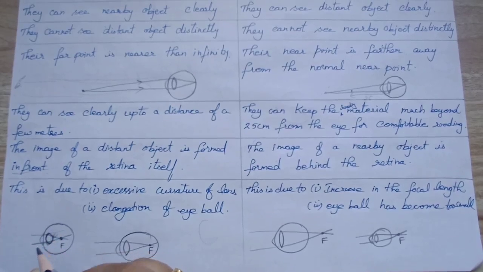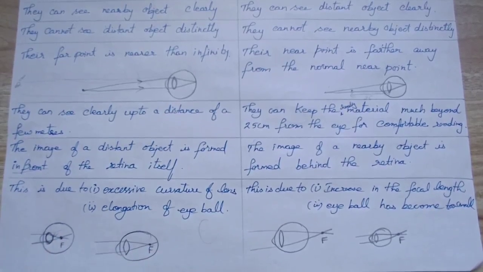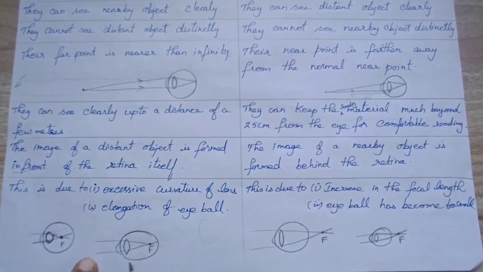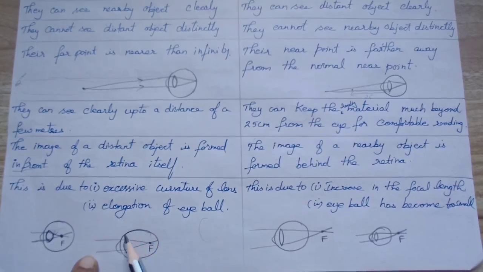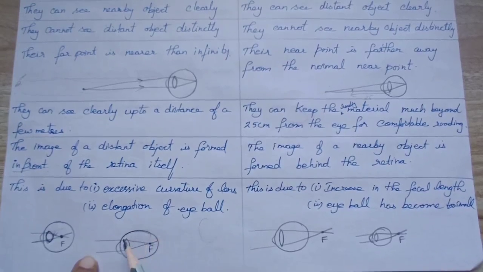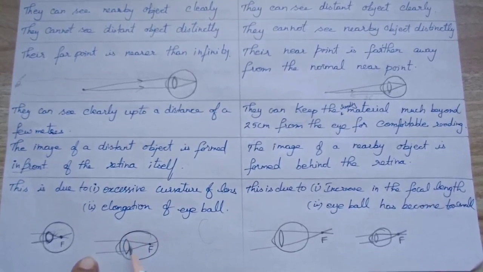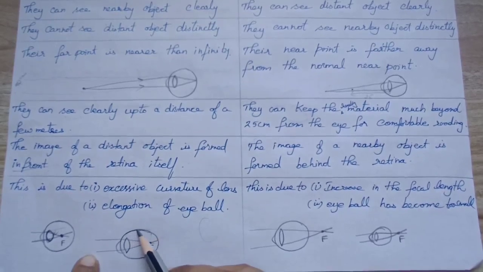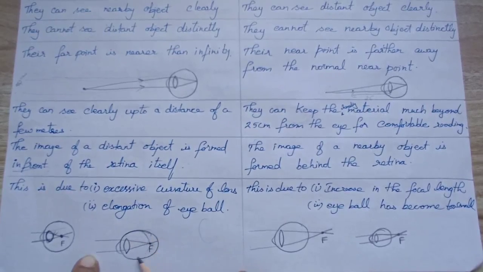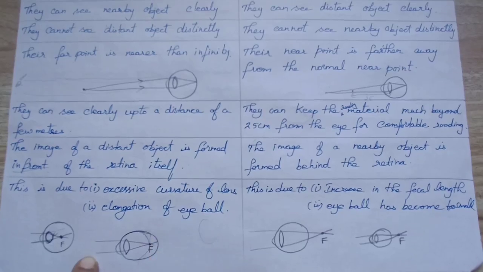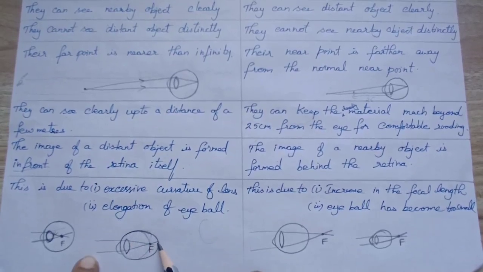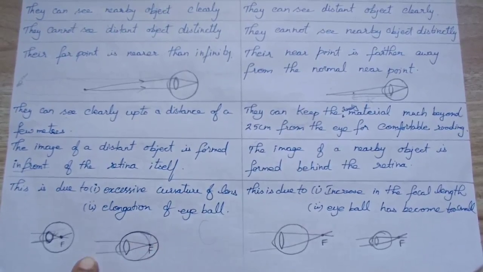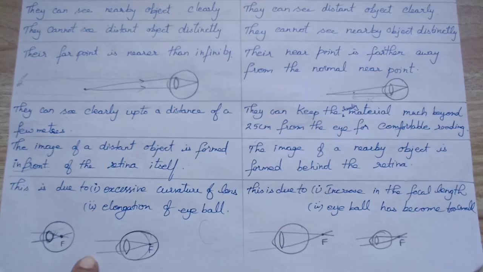Next, it may be due to the elongation of the eyeball. Your eyeball itself has an elongated shape. The lens has the correct converging power and correct curvature, but your eyeball is so elongated. It is supposed to be a round shape, but because the eyeball is too elongated, the image is formed in front of the retina itself, here. Because of these two reasons you are getting myopia.